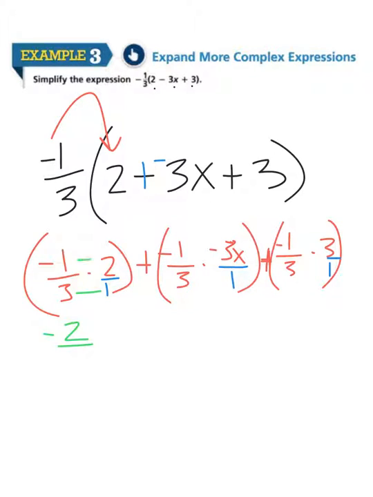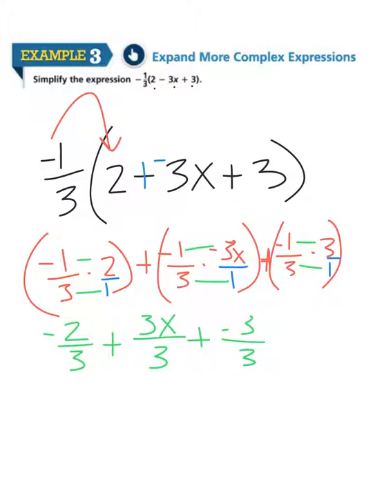3 times 1 is 3, so this becomes -2/3, plus -1 times -3 is +3. X comes along for the ride, over 3. Again, multiplying straight across, plus -1 times 3 is -3. 3 times 1 is 3.